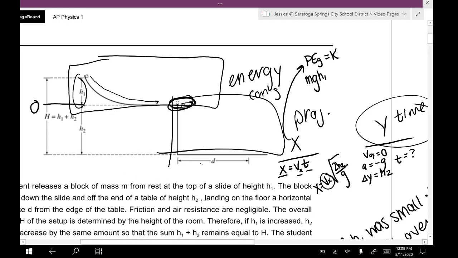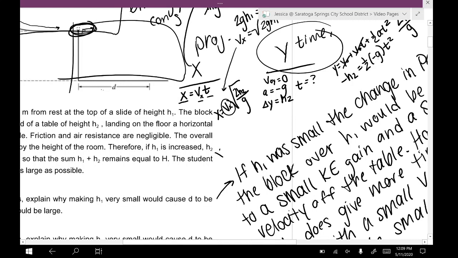Okay, so I have mgh1 equals 1/2 mv squared. So my masses cancel. Wonderful. And remember, this v is the velocity at this point P, that horizontal part. So I have 2g h1 is v squared. So vx at point P is the square root of 2g h1. Now I can take that vx and substitute it in here. So x is the square root of 2g h1 times the square root of 2h2 over g.